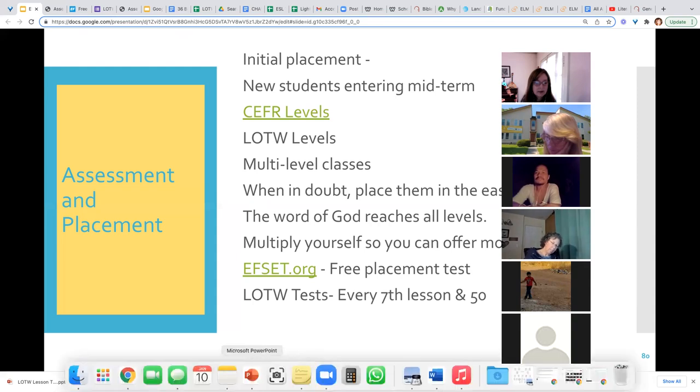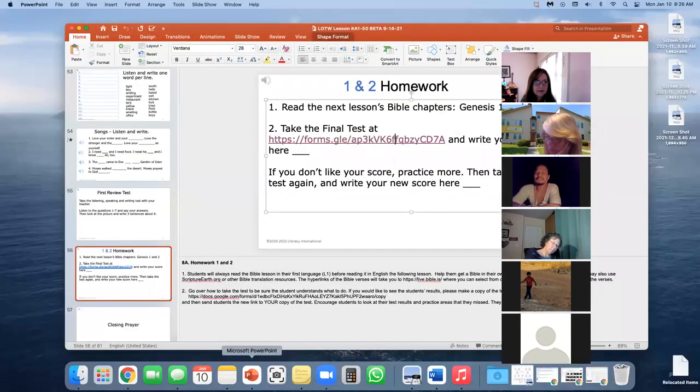So if you go to lesson 50, near the end of the lesson, it'll have the link to take the final test. There is an online test that they can take. This is just multiple choice, and it measures basically their reading comprehension and grammar comprehension.